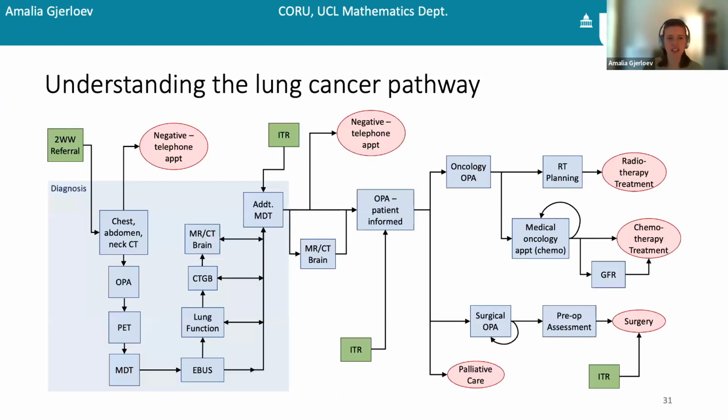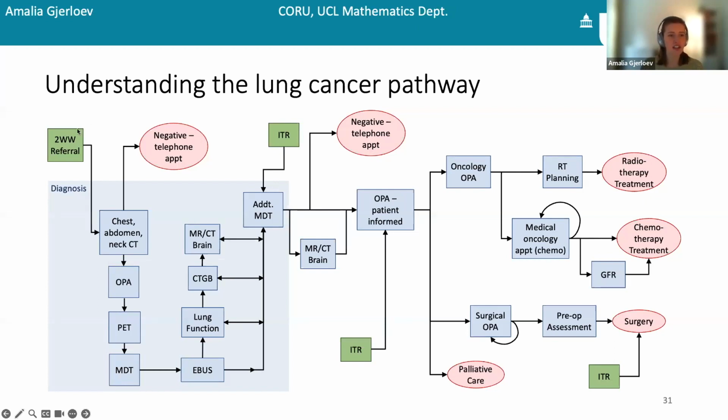So the first thing we did was we tried to understand the lung cancer pathway. I looked at documentation they already had and had loads of discussions with clinicians and cancer services to try and map out the pathway in a way that I could then translate into my simulation. So without going into too much detail, anything in green here is an entry point into the pathway.